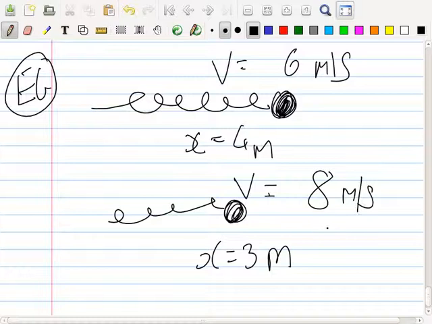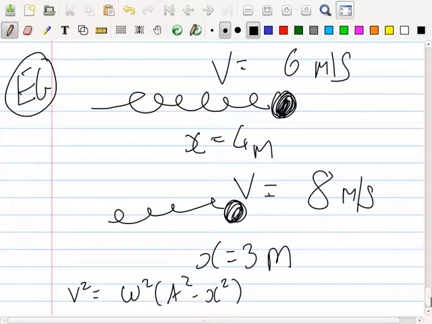So the question is, basically, find the maximum velocity, acceleration, the time, basically find everything. Now, which formula do I need to use here? There's only one formula I can use. Which one? V squared, because you can only use that one at any time. So I'll use it here. V squared equals omega squared, a squared minus x squared.